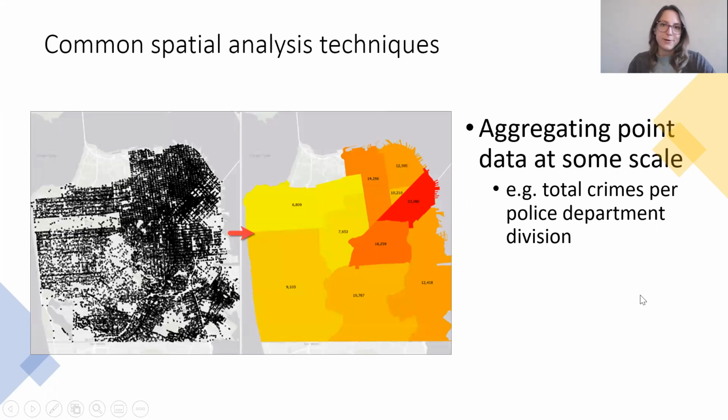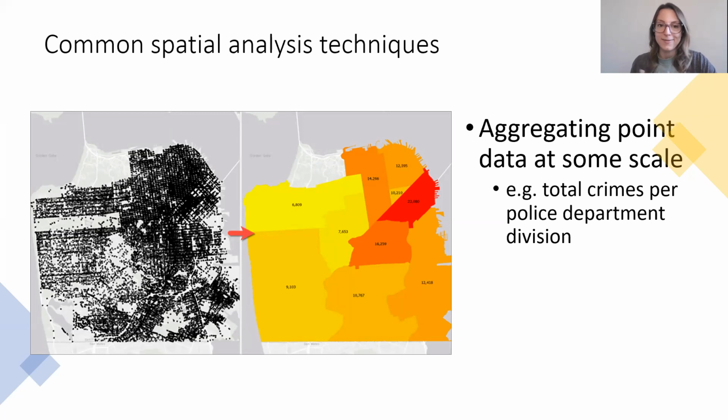So, some common spatial analysis techniques. How do we actually use data in a map form? Well, the first way would be to aggregate the point data at some scale. So in this example map, it's the city of San Francisco, and their police department took data on individual-level crimes that happened at various geographic locations, right? So each point represents a crime that took place at that location. And what they did was aggregate those points into the police department divisions so that they could understand the trends in terms of the total crimes per police department.